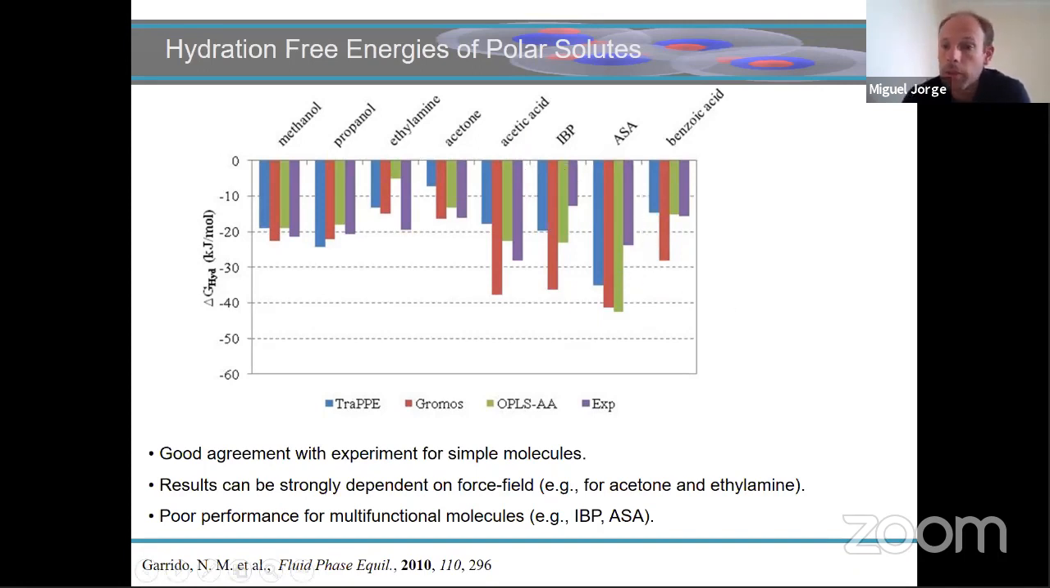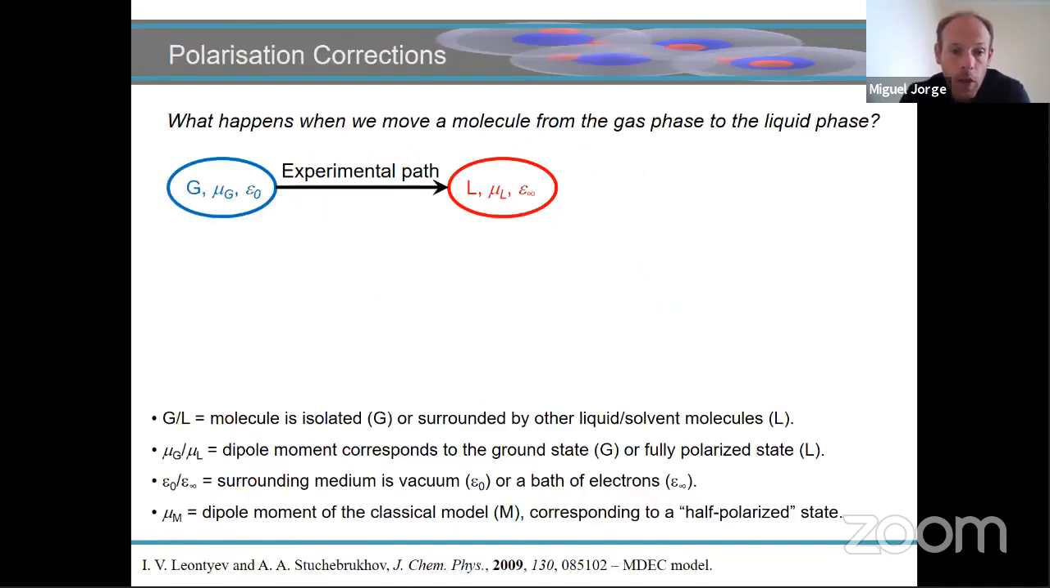And also this happens when you change solvents. So you develop a model for alcohols, and then you pop the alcohol in an alkane solvent. All bets are off. You might get it right, you might get it wrong. Again, I think a lot of the shortcomings in this field are due to not accounting for polarization effects. So how do you do that?